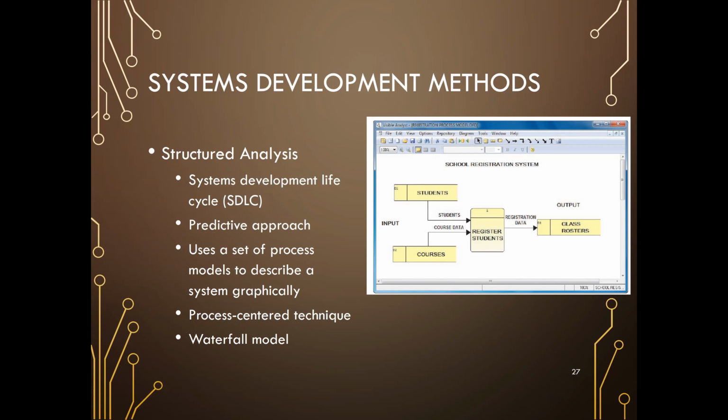This kind of method is a process-centered technique because we always begin with the process first, and then we try to find the input and show the output. This structured analysis is what we call the waterfall model, from top to bottom. That's why we call it the waterfall model. I'll show you in detail when we reach the structured analysis part.